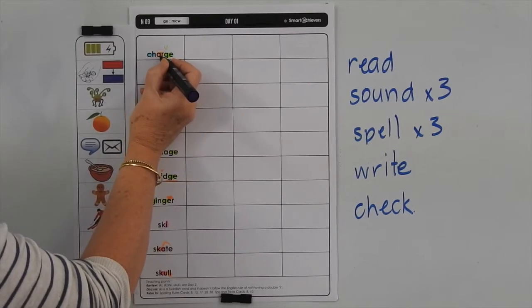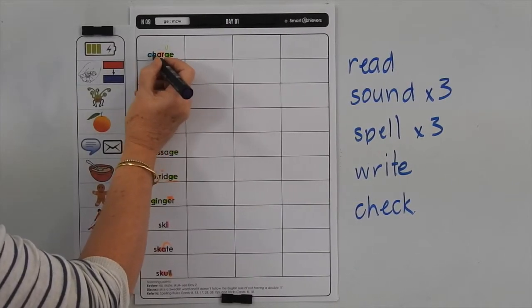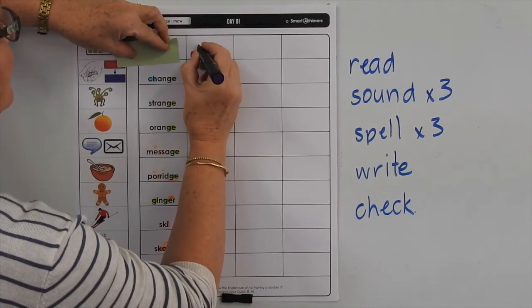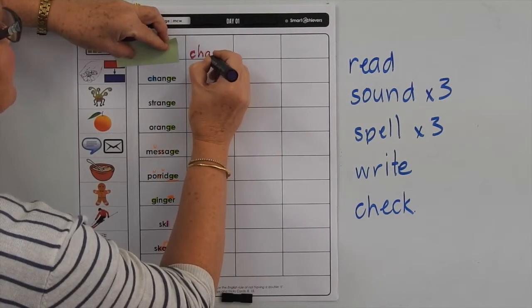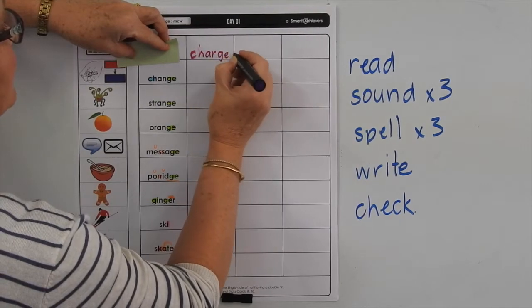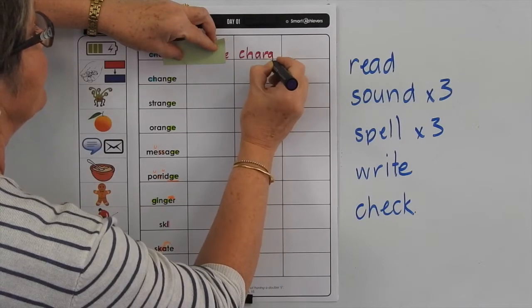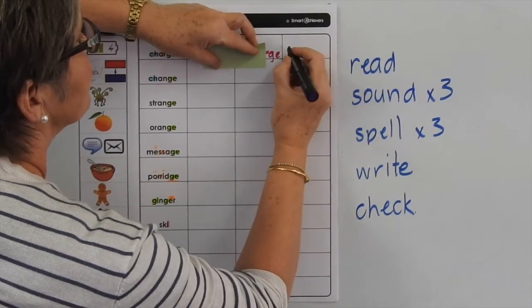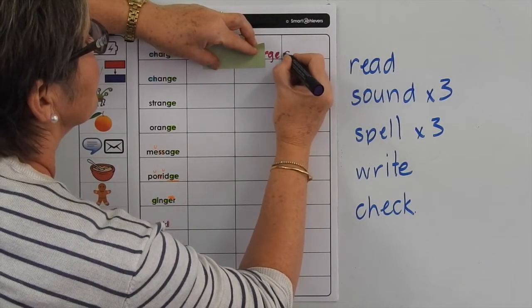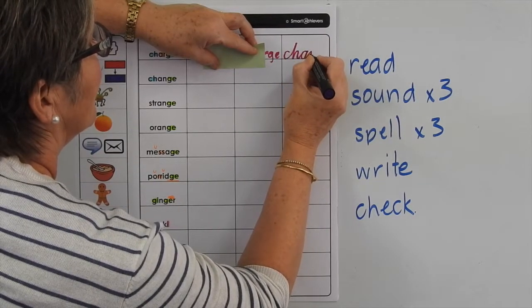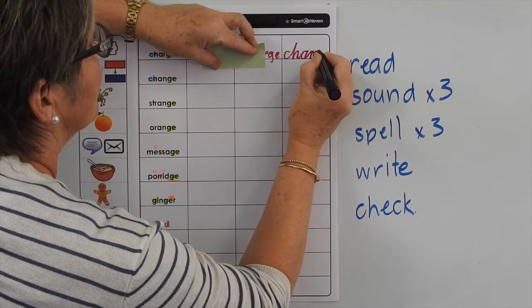C-H-A-R-G-E, C-H-A-R-G-E. It makes it easier to remember if you give it a little bit of rhythm while you're spelling it. And if you want to write it, we go C-H-A-R-G.